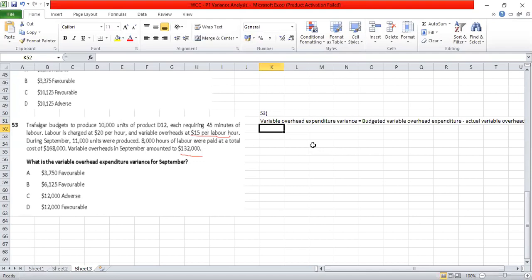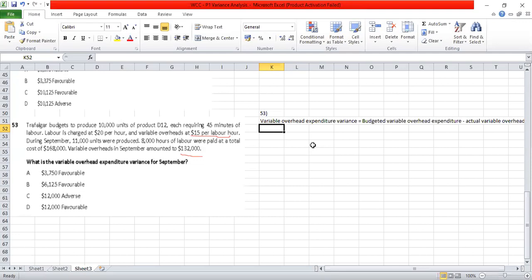See, there are certain details about how much time is required and how the workers are paid. I think it would be 10,000 units into 45 minutes per unit. Convert that into hours and then multiply that into variable overheads per labor hour. Variable overheads rate is given, $15 per hour. This 45 minutes is about the labor time, which is taken.